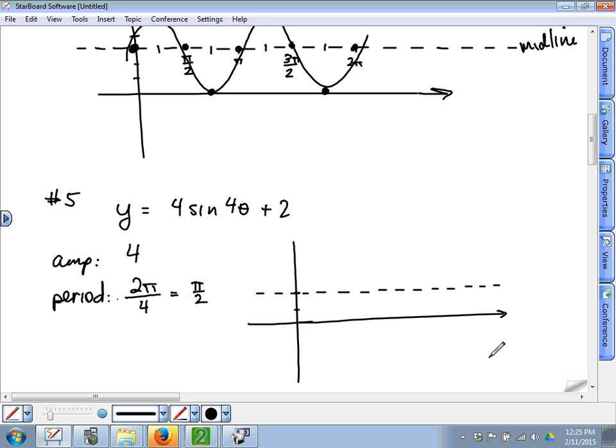Okay, again, same question here. Think for just a second before you blurt out an answer. If the amplitude is 4, but we're already up 2 units, we're going to go as high as 6 and as low as -2. We're going up to +6 down to -2.